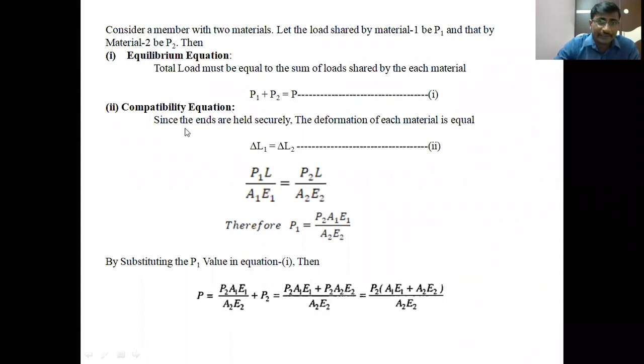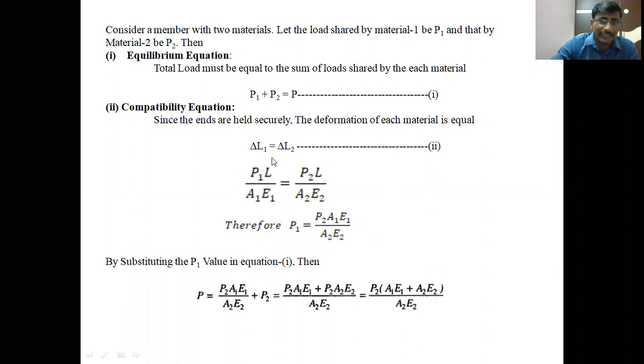So for the compatibility equation, since the ends are held securely, the two members cannot separate from each other when the load is applied. Held securely, the deformation of each material is equal. Deformation means extension or contraction by applying tensile or compressive loads. The deformation of each material is the same, that is delta L1 equal to delta L2. Delta L1 and delta L2 are the deformations of each material here. Clear?